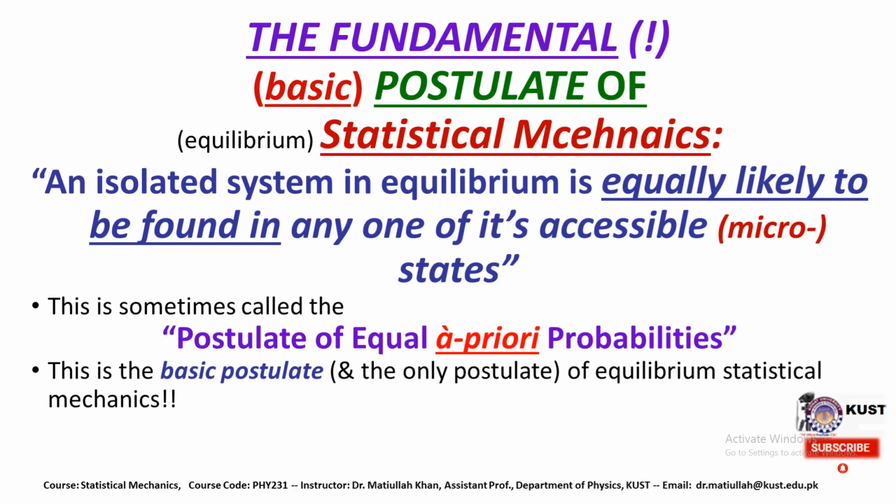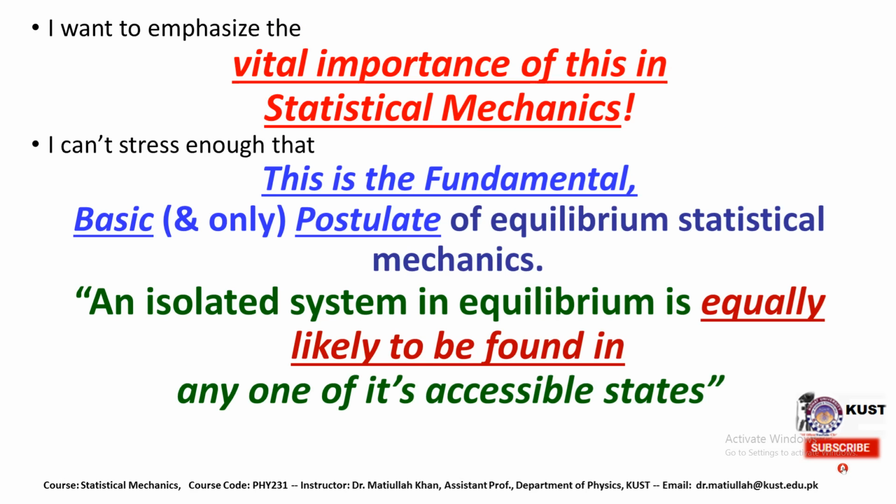So this is the only postulate of probability, and with the help of this postulate we can solve different problems. It is also called the postulate of equal a priori probabilities. This is the basic postulate we will use throughout the course of statistical mechanics, and we can solve some problems on it, because there are several steps to solve a problem through statistical mechanics. In the third step we need to implement the idea of the basic postulate, and based on it we can solve the problems of statistical mechanics.